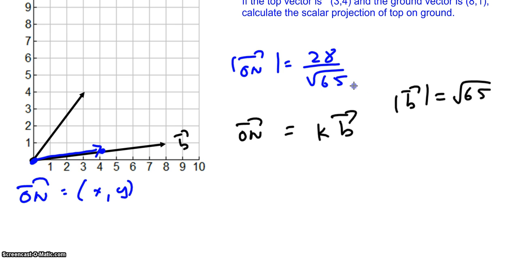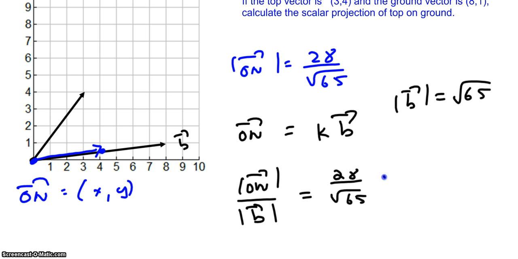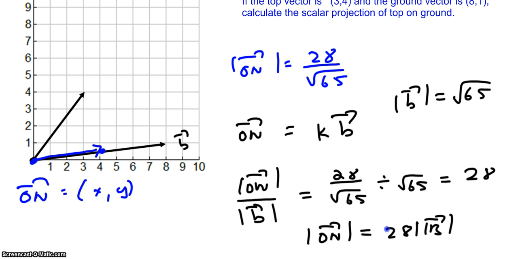Over here, we can take ON and divide it by the magnitude of B, and we can see what fraction it is. In this case, it's 28 over root 65, and then divided by root 65, which is going to be how much? 28. So in this case, we can tell that ON is equal to 28b. Does that make sense?